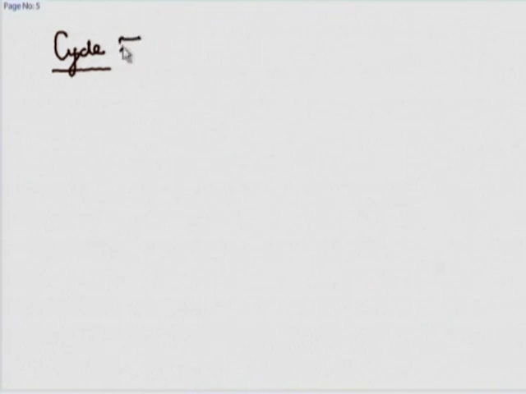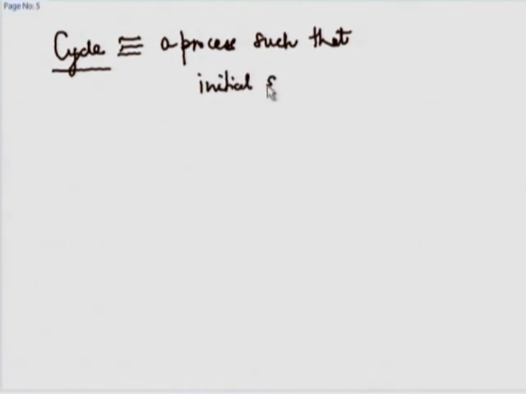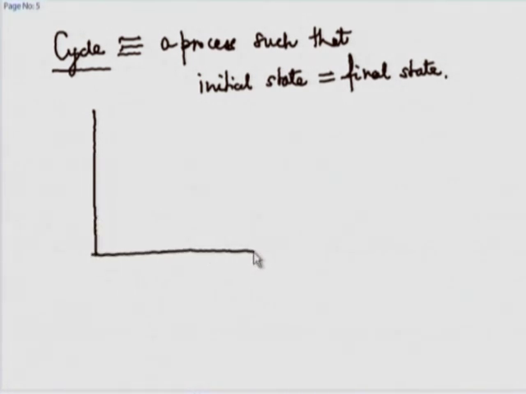Our definition of a cycle is nothing but a process such that the initial state is the same thing as the final state. So, in a state space, the minimal representation of a cycle is a single state. Initial state is the same thing as final state.